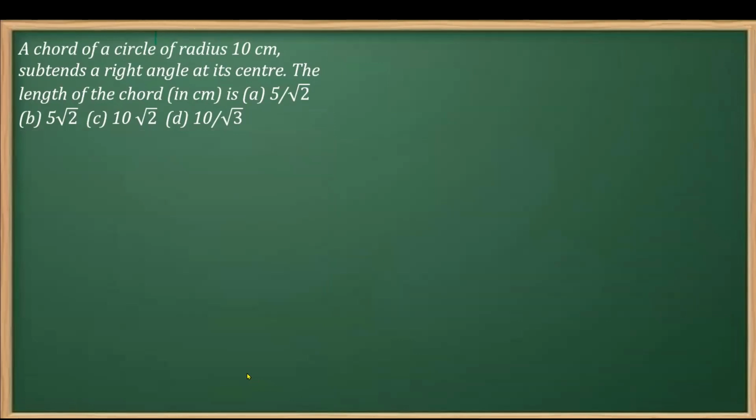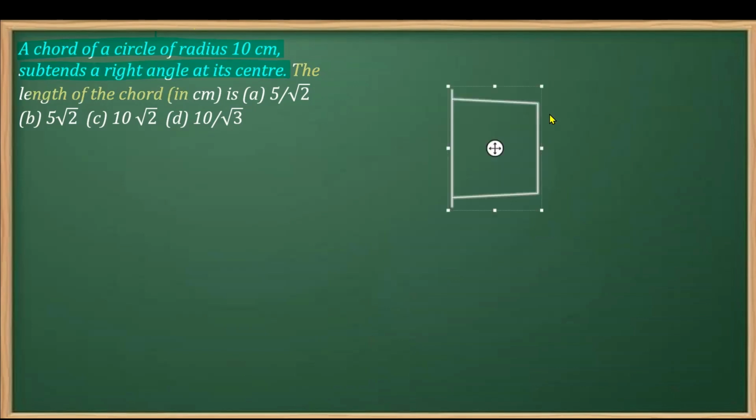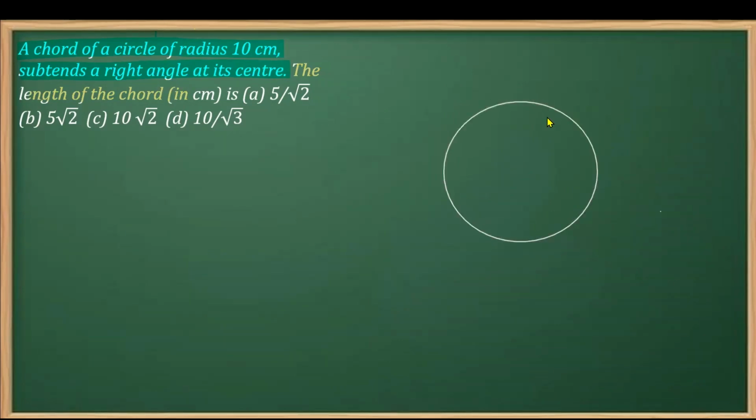In the first question, it says a chord of a circle of radius 10 centimeters subtends a right angle at the center. Then what we have to find out is the length of the chord. So let's say if I draw a circle first, and I'll take a chord. The length of the chord is what we have to find out. Let's say I made a chord over here.